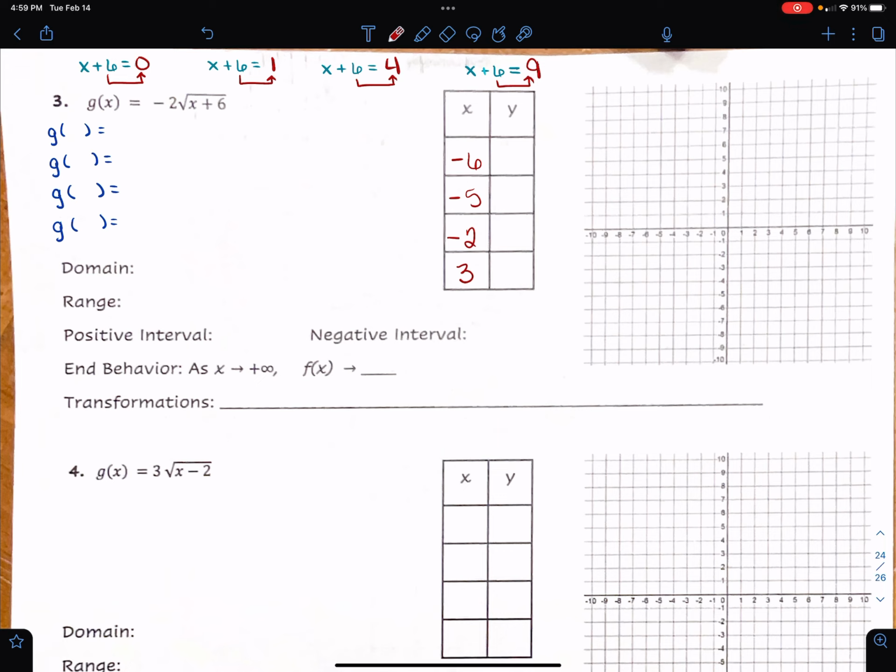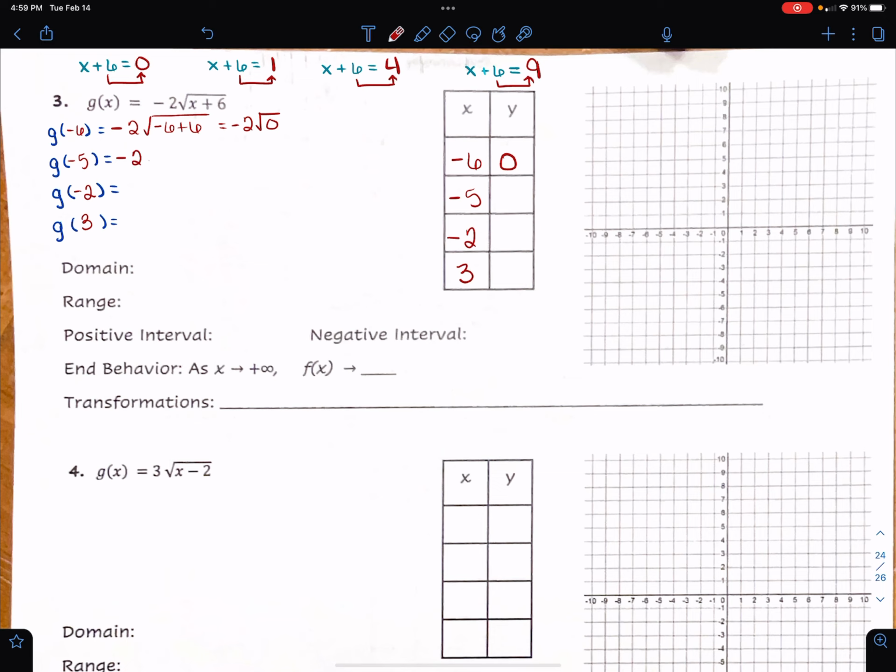Okay. All right, first time I'm going to plug in negative 6. Second time I'm going to plug in negative 5. Next time I'm going to substitute in negative 2. And the last time I'm going to substitute in 3. So I have negative 2, and then I have negative 6 plus 6. So I have negative 2 and radical 0. Square root of 0 is 0. 0 times negative 2 is 0.